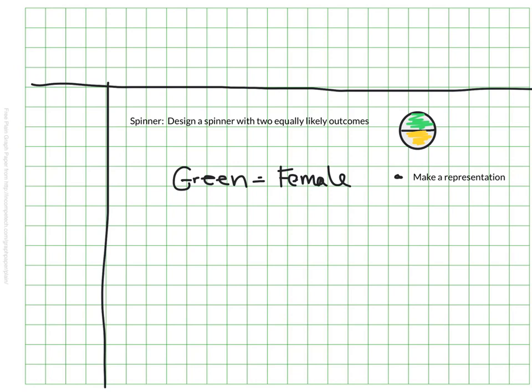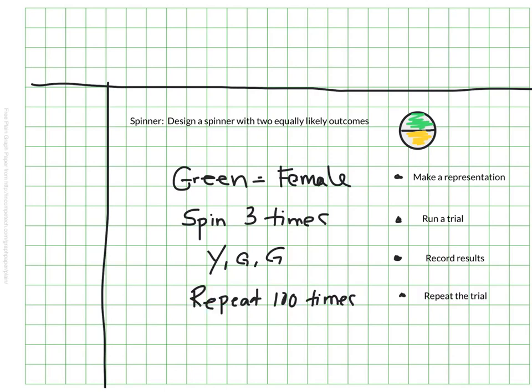Once we've made a representation, we can do a spinner as a trial. And we would have to do it 3 times to represent our 3 puppies. And once we've run our trial, we would record our results. Maybe say we got yellow, green, and green in our 3 attempts. And then, of course, we would have to replicate it or repeat the trial multiple times to get more information. So those are 2 ways you could do this. You could flip a coin, or you could set up a spinner that would represent the 2 options of the outcomes for this experiment. And this experiment we can't do in real life, so we're simulating it with either of these two options.